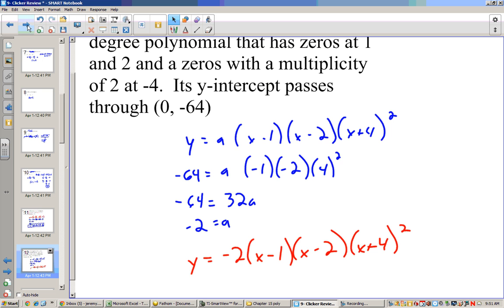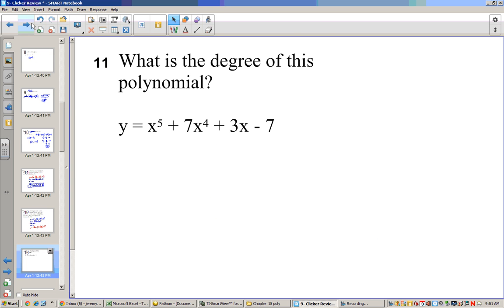All right, let's try another one. What is the degree of this polynomial? Hopefully you don't have to pause the video for too long. Degree equals 5.